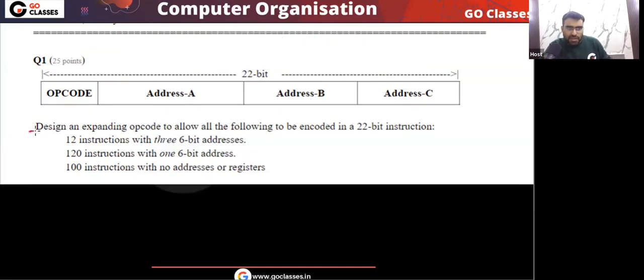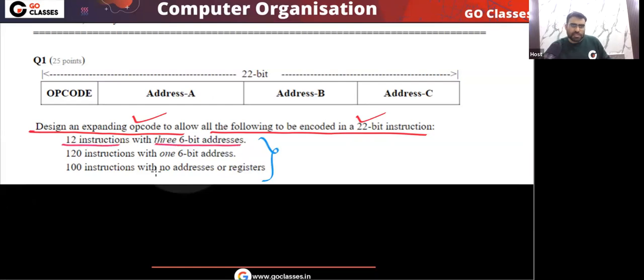Now the question is saying: design an expanded opcode to allow all the following to be encoded in 22-bit instructions. This is what we want: 12 instructions with three 6-bit addresses, 120 instructions with one 6-bit address, and 100 instructions with no addresses. First of all, you tell me, is this possible or not?